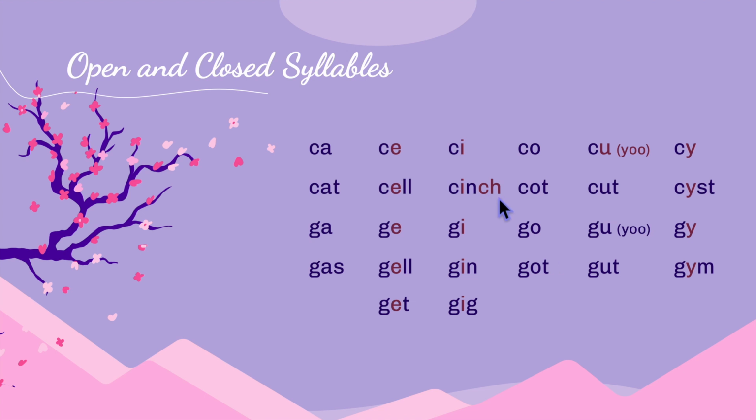And we remember that CH says "ch," and Y in the middle of the syllable will have a short I sound. So we have cat, sell, cinch, cot, cut, cyst.